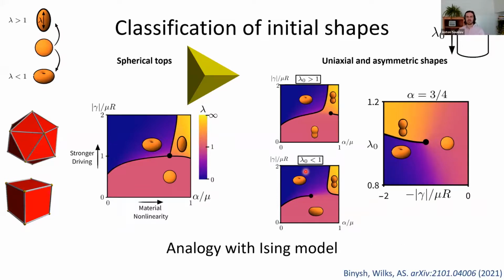What's interesting here is that if you plot this phase diagram a slightly different way, where the initial anisotropy is on the vertical axis and the activity is on the horizontal axis, you'll find something that looks like the Ising model phase diagram, where you have the magnetic field on the vertical axis and the temperature on the horizontal axis.